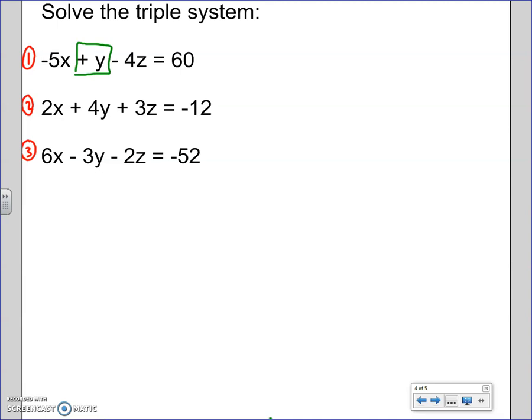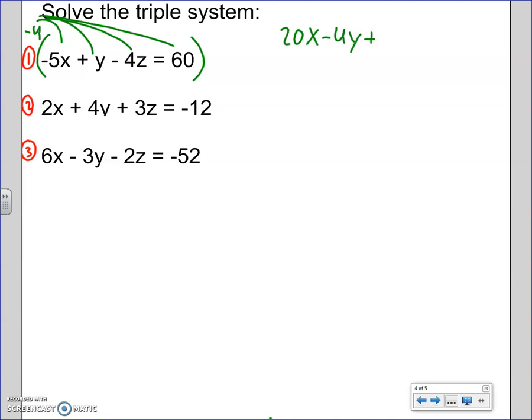I'm going to do equation 1 and equation 2 together. Since equation 2 has positive 4y, I need to see equation 1 with a negative 4y. Again, same numbers, different signs for elimination. So I'm going to multiply this first equation by negative 4. I'll distribute everything. So that gives me positive 20x minus 4y plus 16z equals negative 240. The second equation is fine, so I'll leave it alone. It's 2x plus 4y plus 3z equals negative 12.